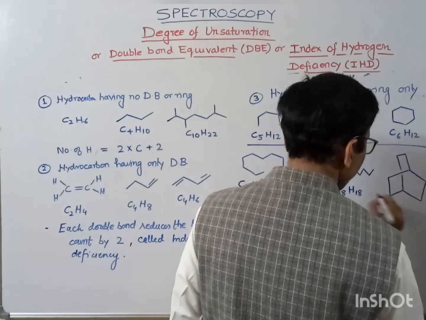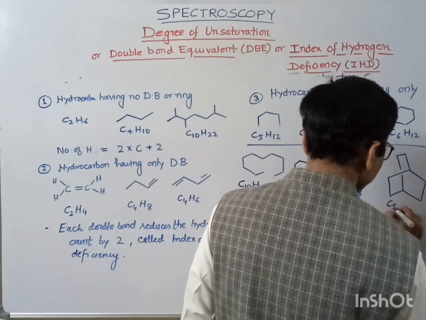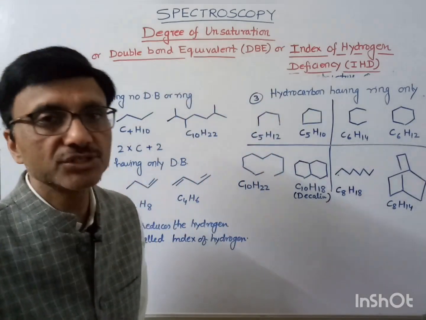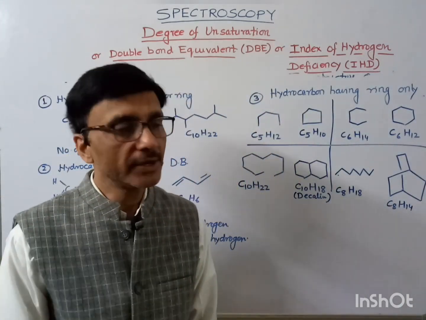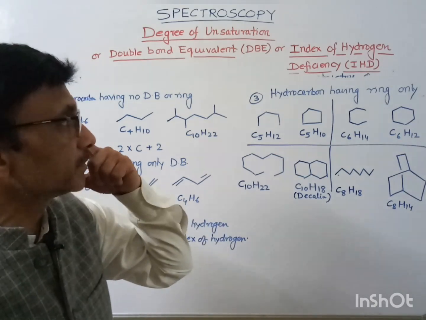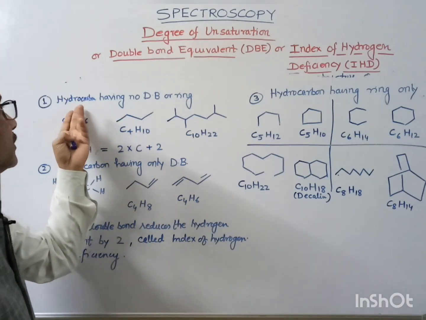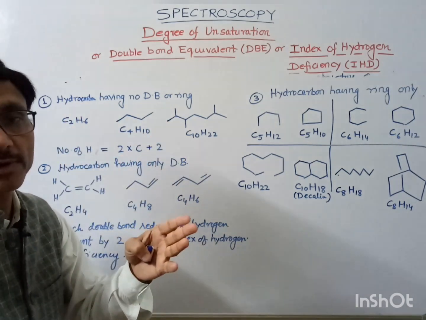C8H18, and this is C8H14. 2 rings. Again, each ring is reducing the hydrogen count by 2. So this is the case. So what have we discussed? We have discussed the case where the hydrocarbon has no double bond or ring.